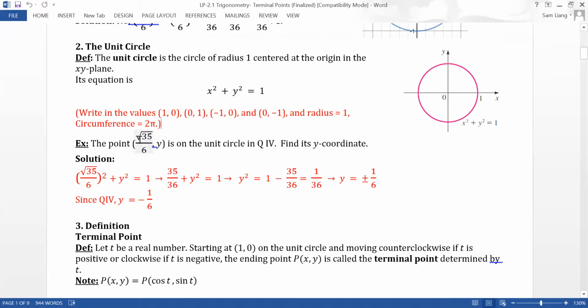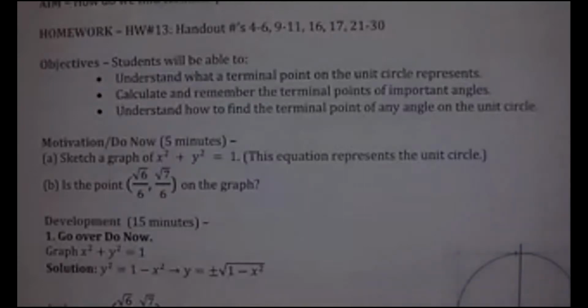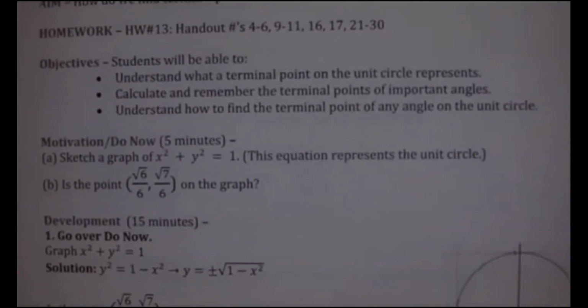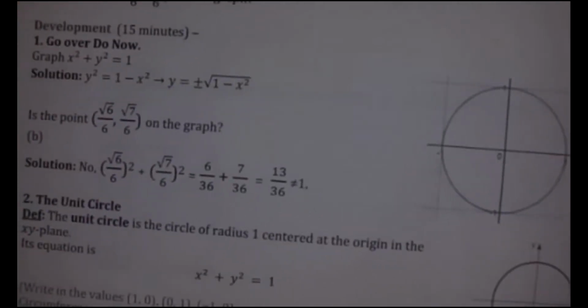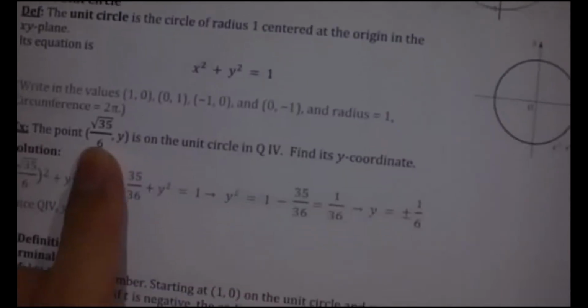So the point root 35 over 6 comma y is on the unit circle in quadrant 4. Find its y coordinate. For this question, I'm going to use the dot cam just to remind you of what this quadrant 4 means. So let me stop the share here. Hopefully you should be able to see my screen now. And here I have this question, right over here.